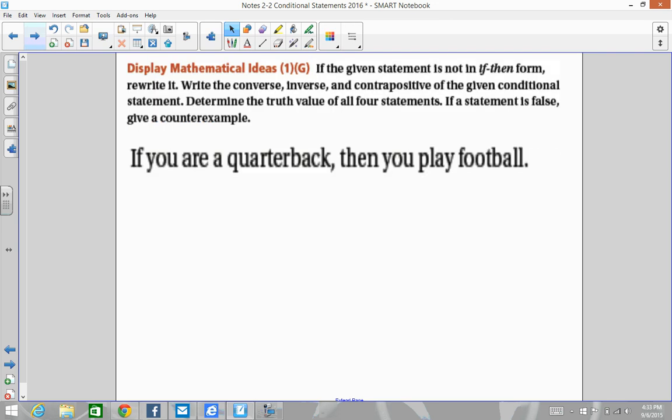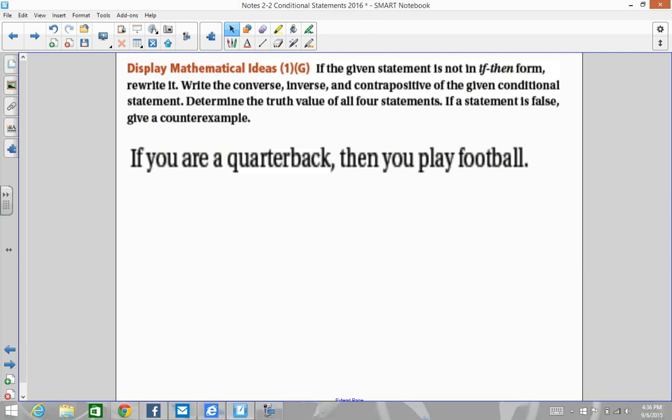All right, so if the given statement is not in if-then form, rewrite it. Write the converse, the inverse, and the contrapositive of a given conditional statement. Determine the truth value of all 4 statements. So pause the video, write the converse, the inverse, and the contrapositive, because it's already a conditional statement. Start up again when you're ready to see the answers.